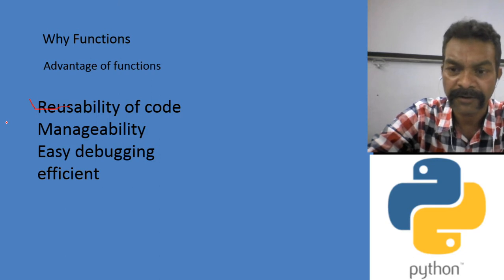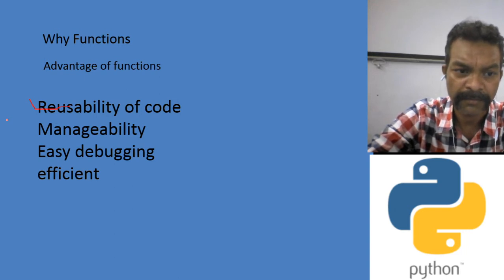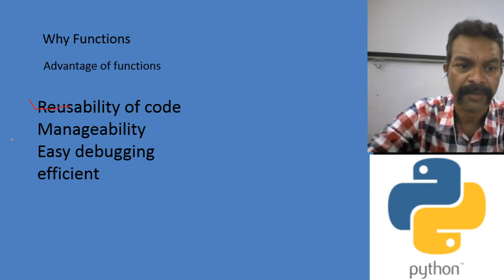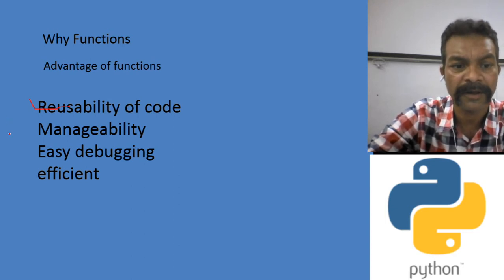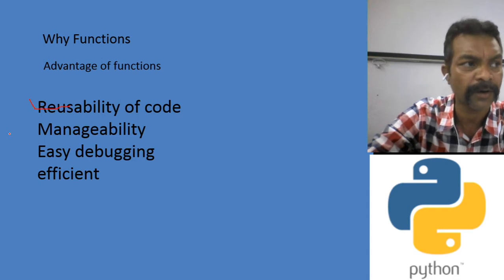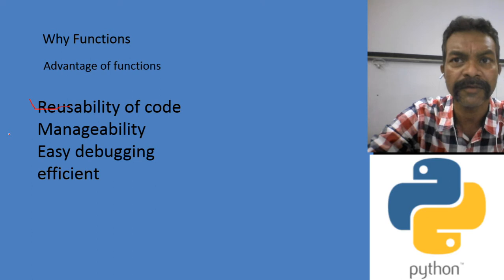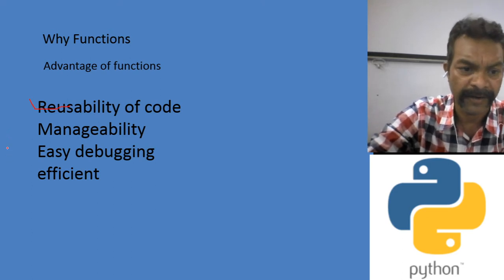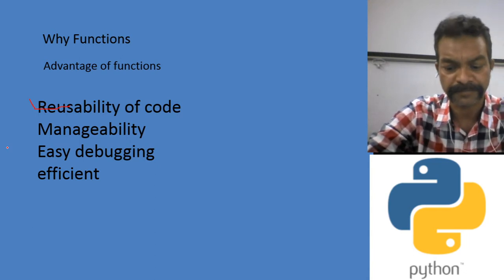By making functions in a program, we decrease the size of the program, and if the program is smaller, we make small parts of the program, so to manage them is very easy. Another advantage is easy debugging. Easily we can find the error in a small part, because function makes our program small, and in a small part easily we can find the error. And efficiency of the program also increases by using functions in a program.